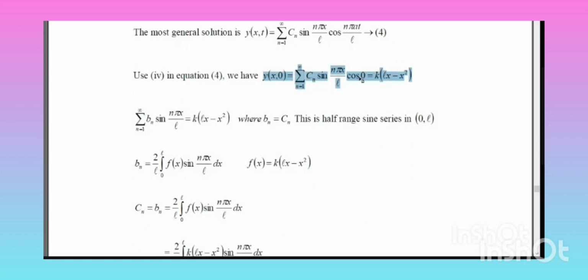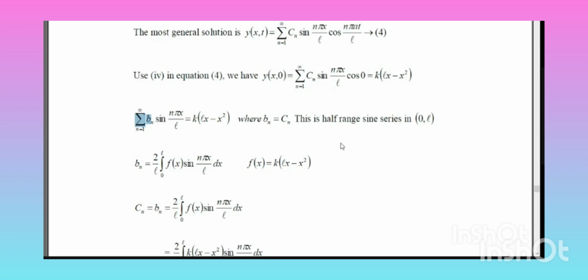So cos 0 is 1, 1 into Cn. Cn I have taken as Bn. Why? Because we have studied in the Fourier series as Bn. Bn as well as Cn both are equal. I am calling Cn is equal to Bn. So summation n equal to 1 to infinity Bn sin n pi x by L is equal to k into Lx minus x square, where Bn is equal to Cn.